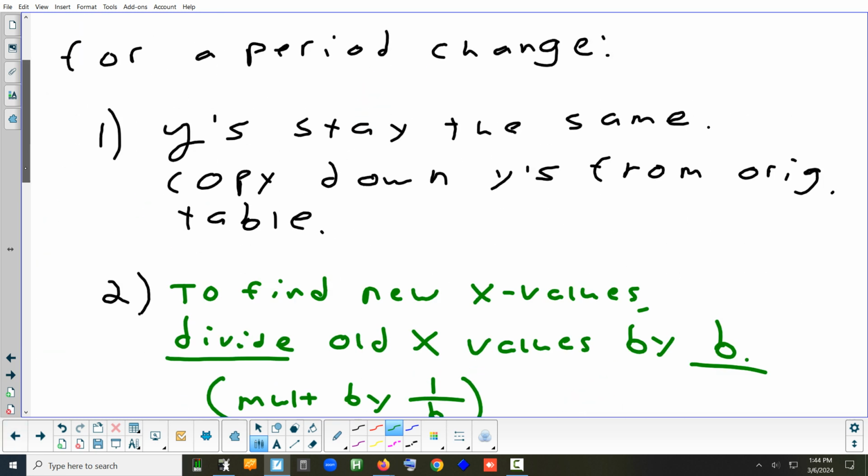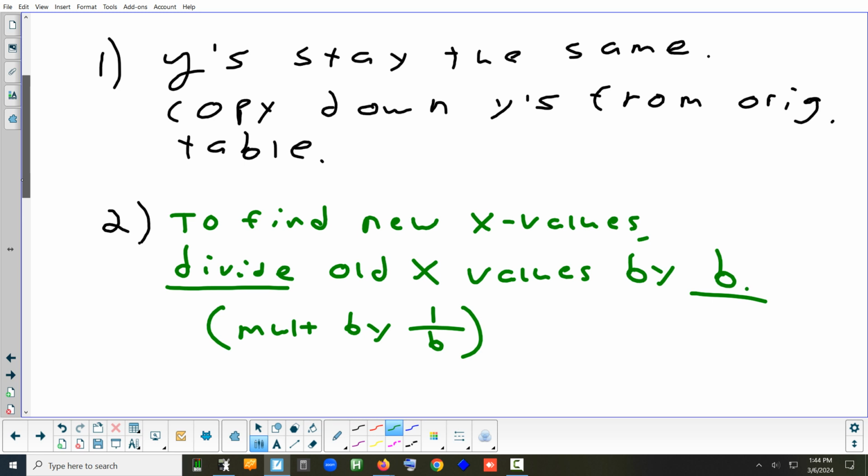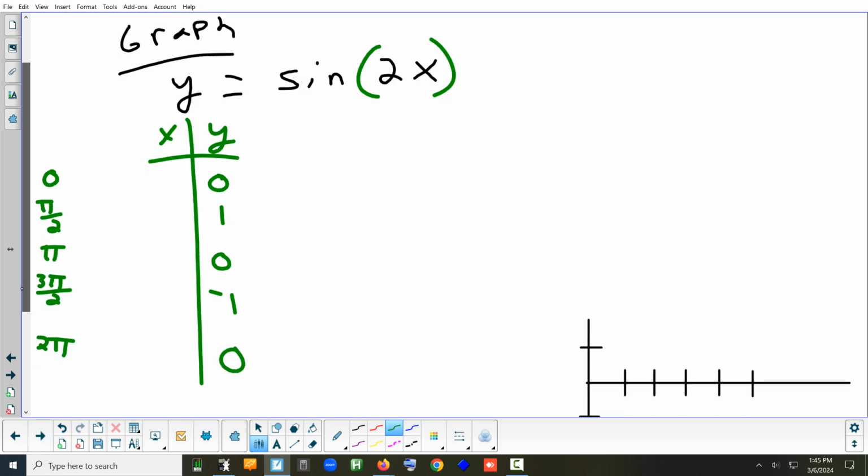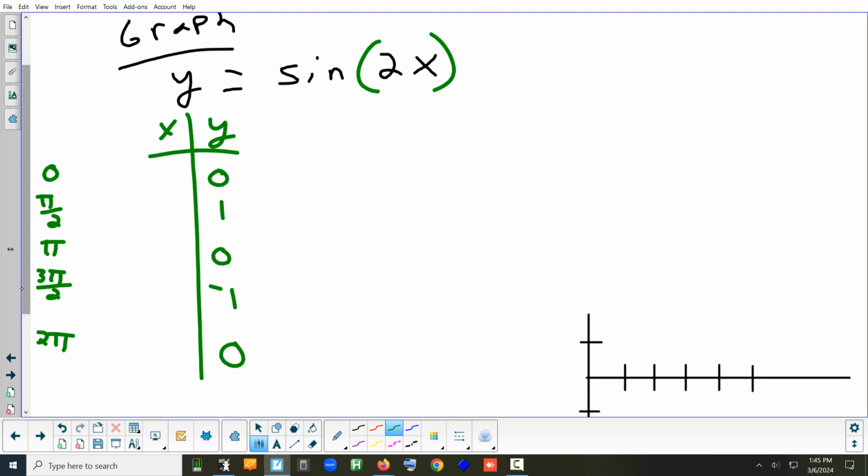And it says, take the old x's and divide by b. So we can think about it two different ways. What are we going to divide all the old x values by? 2. Yeah, we're going to divide them all by 2. Or, that's the same as multiplying them by what? 1/2. Yeah, 1/2. So basically just take half of all of these. Okay. Half of 0? 0. What's half of pi over 2? Pi over 4. And then what's half of pi? Pi over 2.